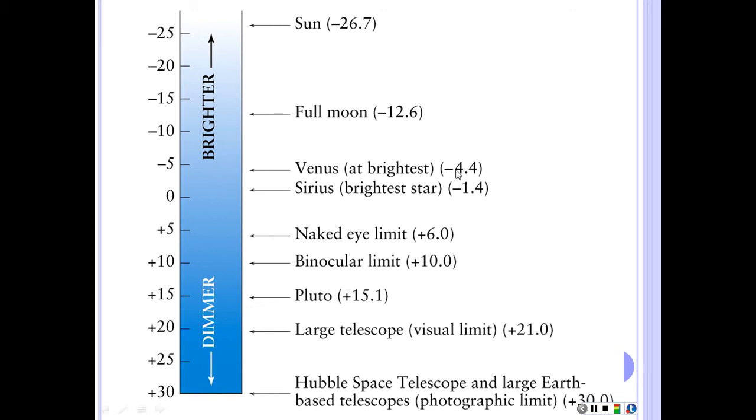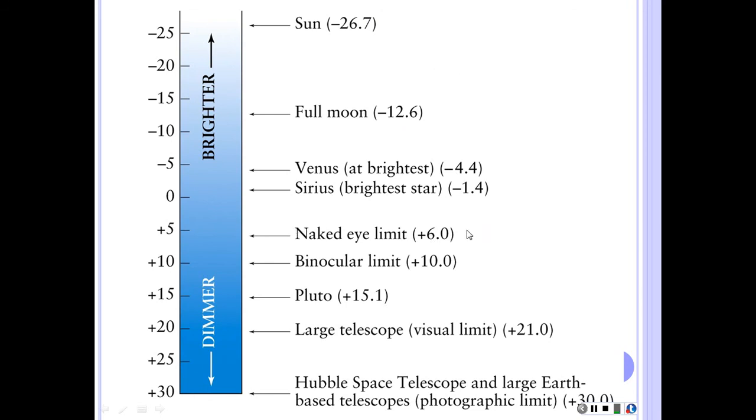This is the first thing that appears when it's up in the sky at night, and it's minus 4.4, so it's at its brightest. It varies in brightness because it varies in distance from us. Likewise, the full moon. The full moon also varies in brightness, not by much. Has a magnitude of minus 12.6. That's really bright. And then the sun, because it's so close to us, is incredibly bright and has this magnitude of minus 26.7.